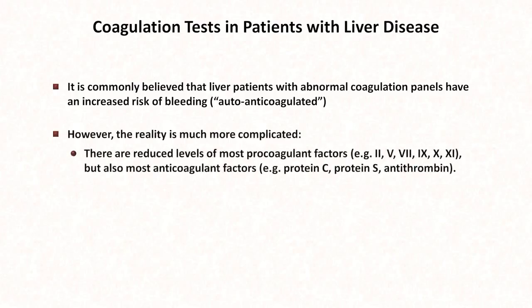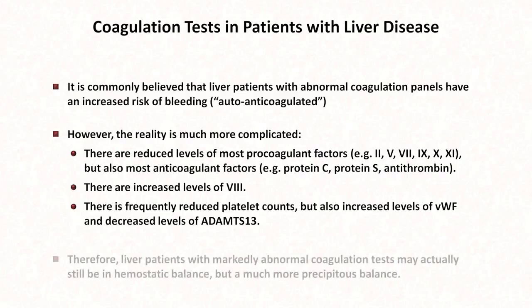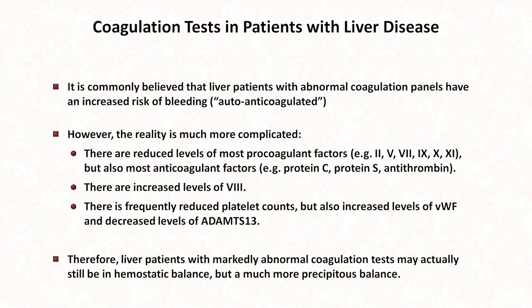There are reduced levels of most procoagulant factors, that's true, but also most anticoagulant factors as well. There are actually increased levels of factor VIII, and while there are frequently reduced platelet counts, which predispose to bleeding, there are also increased levels of von Willebrand factor and decreased levels of ADAMTS13, which may predispose to clotting. Therefore, liver patients with markedly abnormal coagulation tests may actually still be in hemostatic balance, but it's a much more precipitous balance.